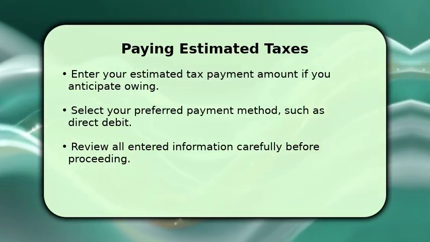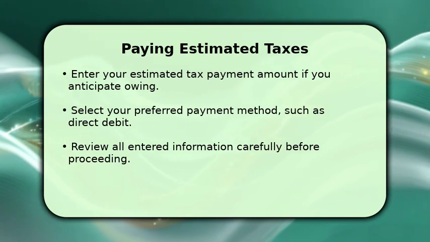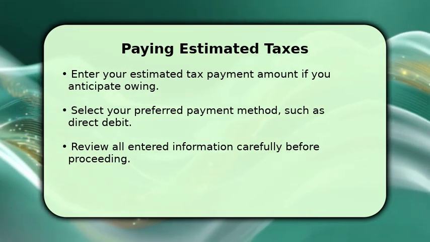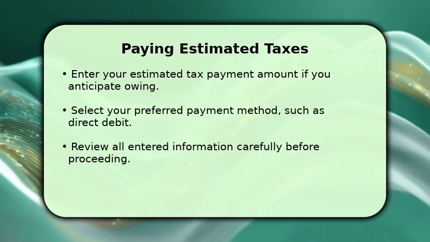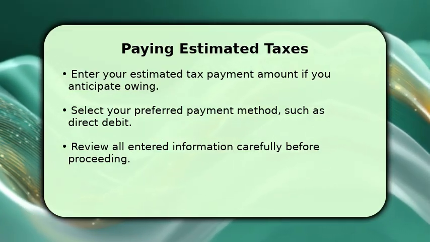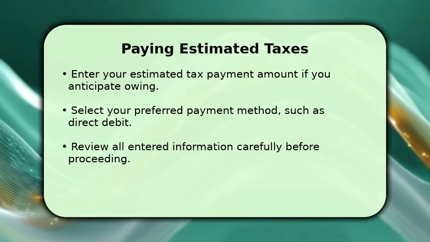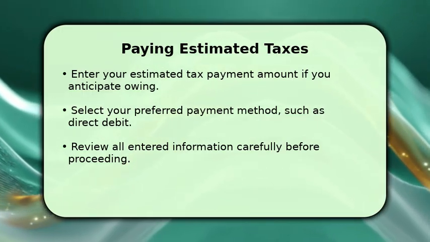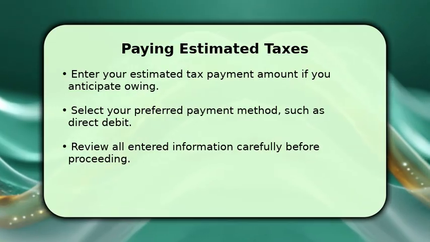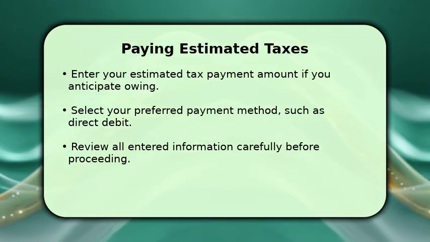Enter the amount you anticipate owing to the IRS. TurboTax offers various payment options, including direct debit from your bank account, which is often the easiest. Double-check all payment details to avoid any issues, ensuring your payment is correctly processed with your extension.